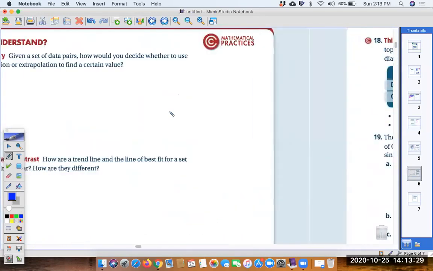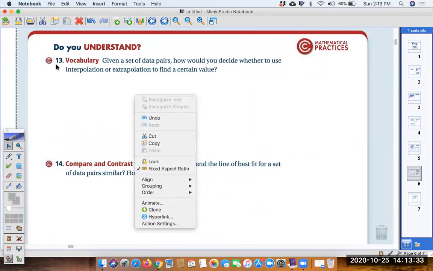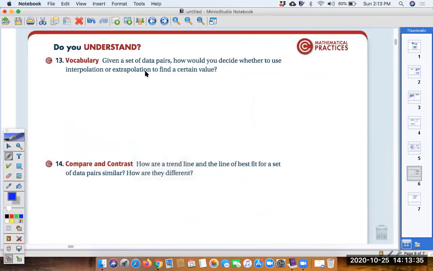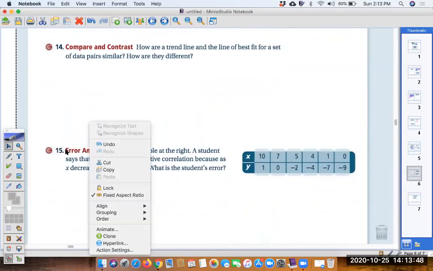Where are we here? Vocabulary. This is those interpolation and extrapolation. Let's see if we understand it. How do you decide whether to use one or the other? Maybe you understood it. Not that important. Number 15, an error.